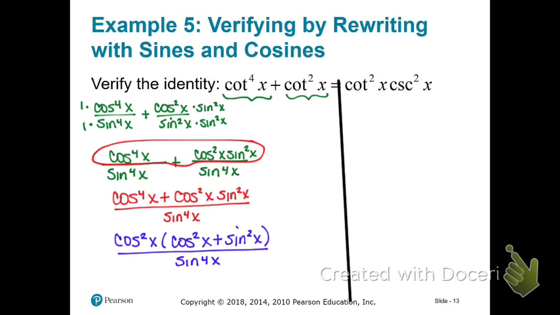All right, so what can we do now? Well, I see some trig functions squared being added together. So maybe a Pythagorean identity in here. So what is cosine squared plus sine squared? It's 1 because it's on the unit circle, remember? So we have cosine squared of x times 1 over sine to the fourth of x.